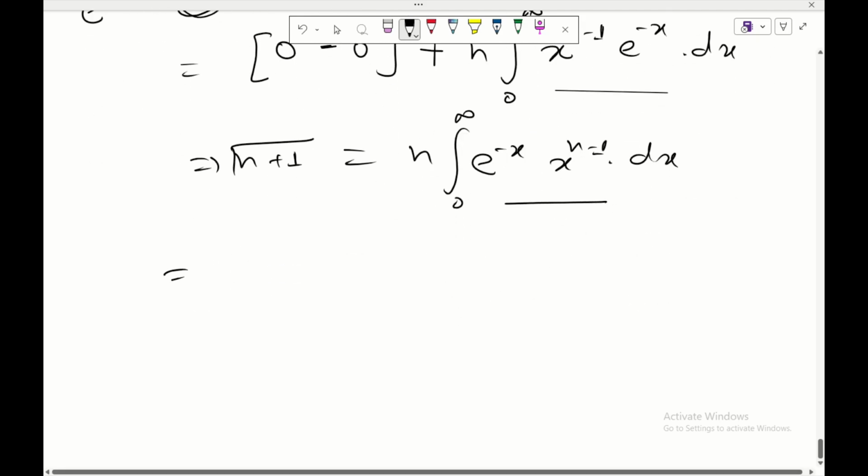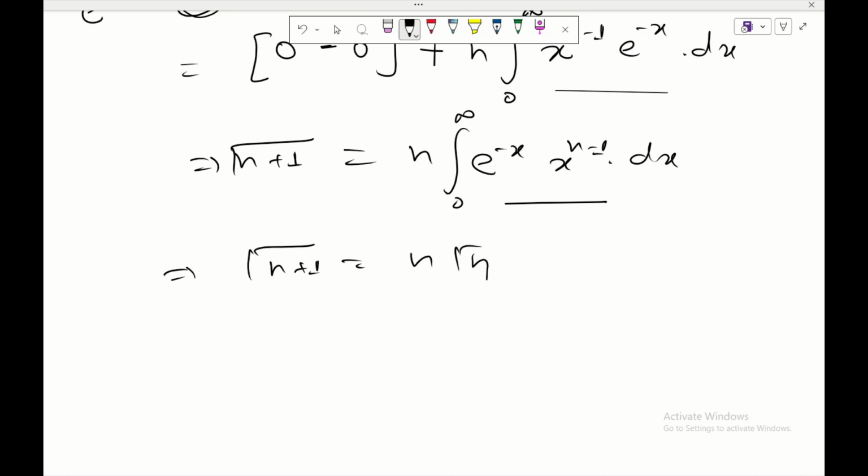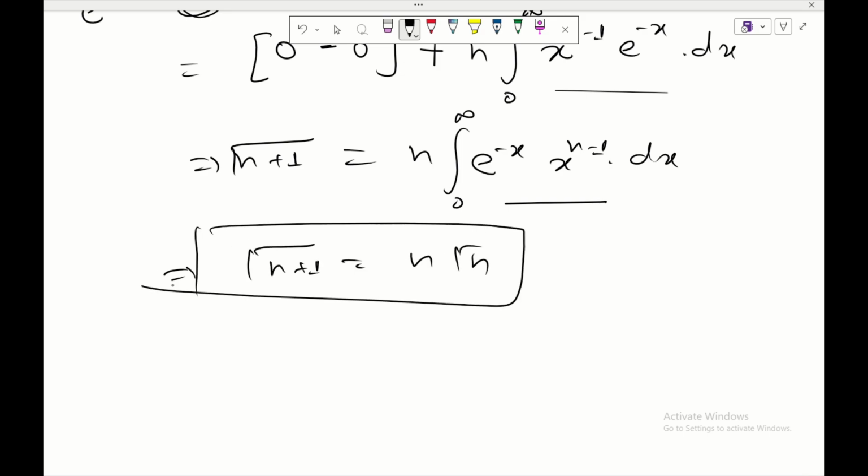So I can write here, what we get, gamma n plus 1 will be n times gamma n. So this is our recurrence formula, where n is greater than 0. Now we will see one result. After that we will generalize this formula.